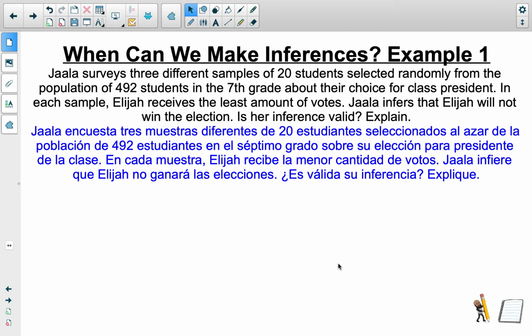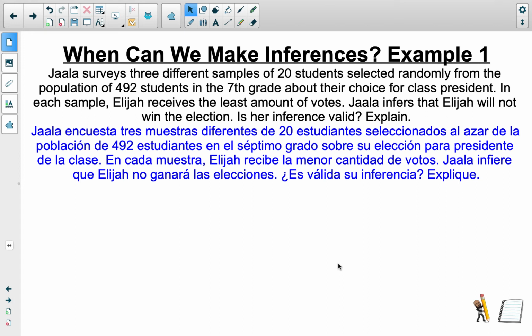Jayla surveys 3 different samples of 20 students, selected randomly from a population of 492 students in the 7th grade about their choice for class president. So, first of all, the reason she did the random sampling: 492 people is a lot of people. For Jayla to go one by one and ask every single student what they're voting, it's not the best strategy. It's too time consuming. It doesn't really make sense. Now, it would give you the most accurate data, but sometimes you just can't do that.